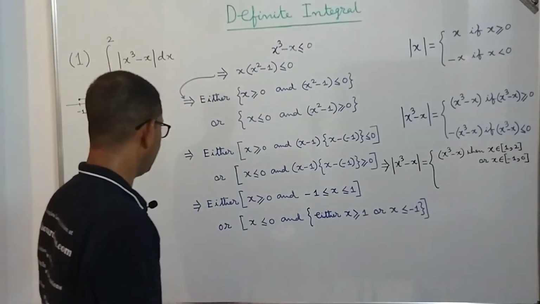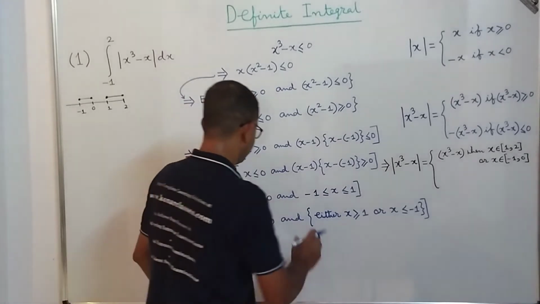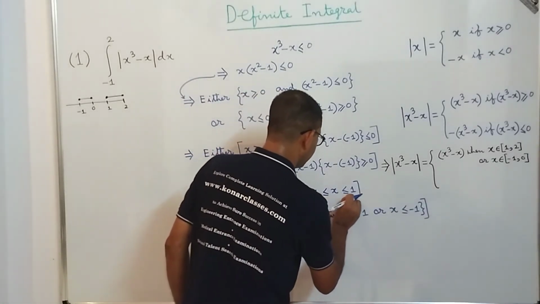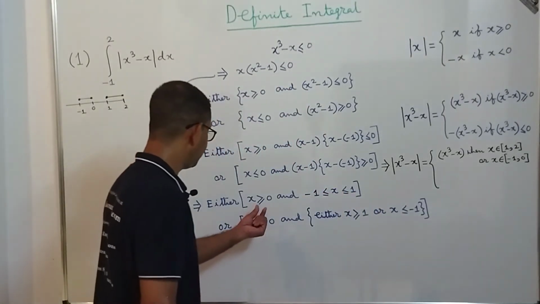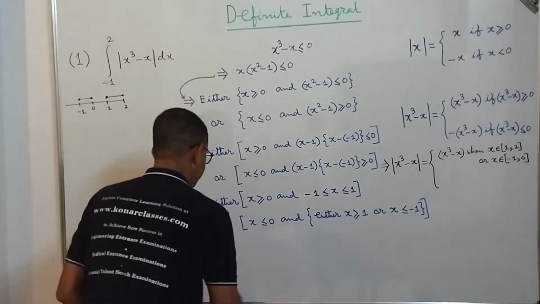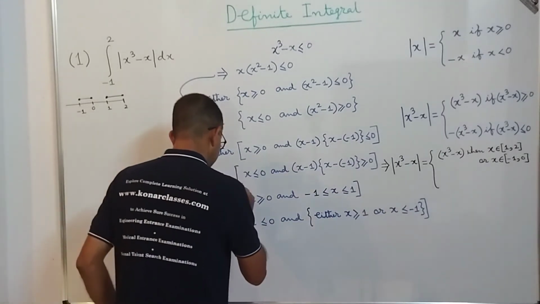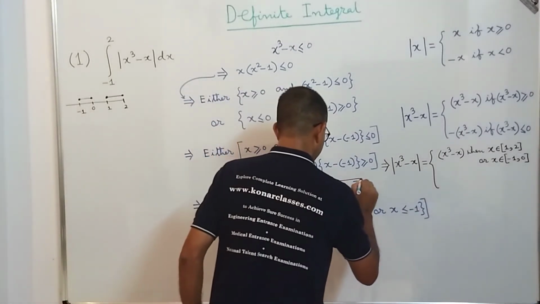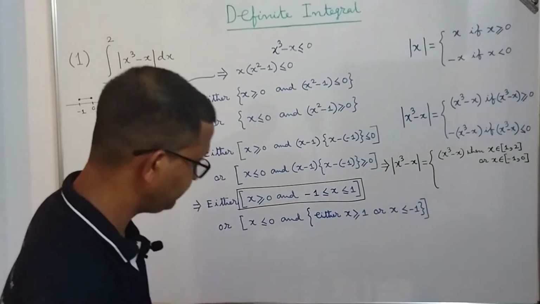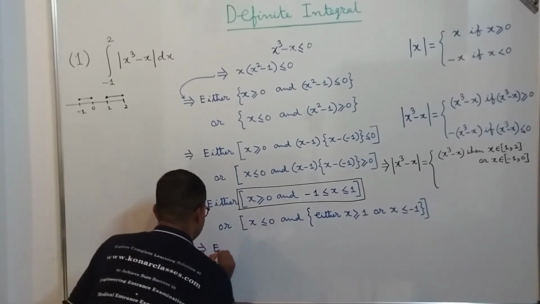Okay, now let's look into it. Either x is greater than or equal to 0, and this condition has to be satisfied, and minus 1 less than or equal to x less than or equal to 1. That means it is in between 0 and 1. So from this either, what we can write is that x is in between 0 and 1, including 0 and 1.